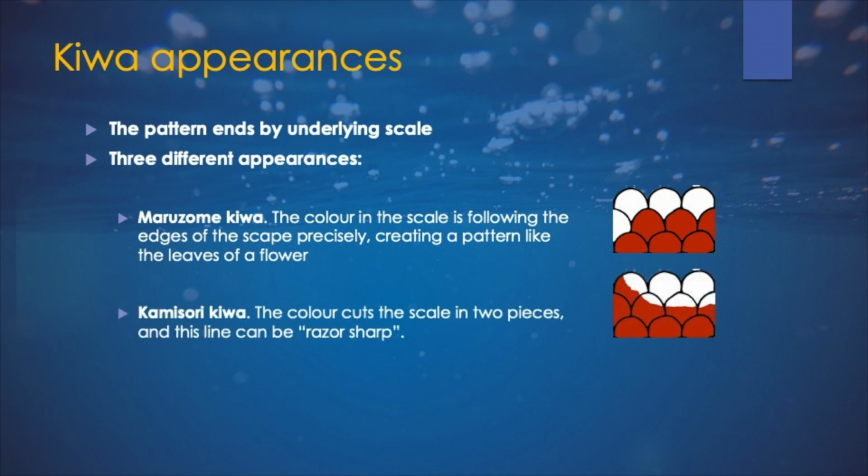The second appearance is called Kamisori Kiwa. With this type of Kiwa, the pigmentation of the ending scale of a pattern does not follow the edge of the scales. On the contrary, it can cut it into 2 separate parts, creating a distinct line to end the pattern. Like a razor blade can do, sharp and steady. The Japanese word kamisori translates best to razor. Although there is nothing wrong with Kamisori Kiwa, it is less appreciated than Marizome Kiwa.